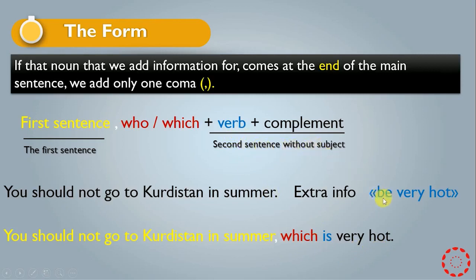And be aware that "be" means is and are. So because we have "which" here, we should use "is." It became "is very hot."